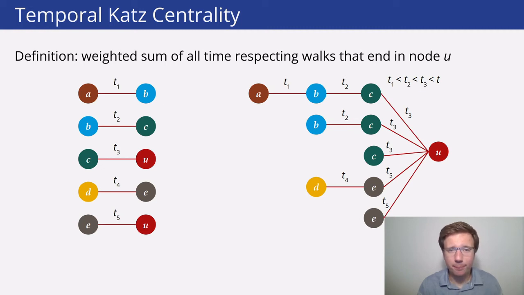Once these temporal links are observed within an edge stream, then at a certain time T, which is greater than T5, for a single node U, here we list on the right all the time-respecting walks that end in node U. So these are the walks that end in node U, and once we discuss how we weight those, basically the weighted sum of these walks will be the temporal cut centrality of node U at time T.